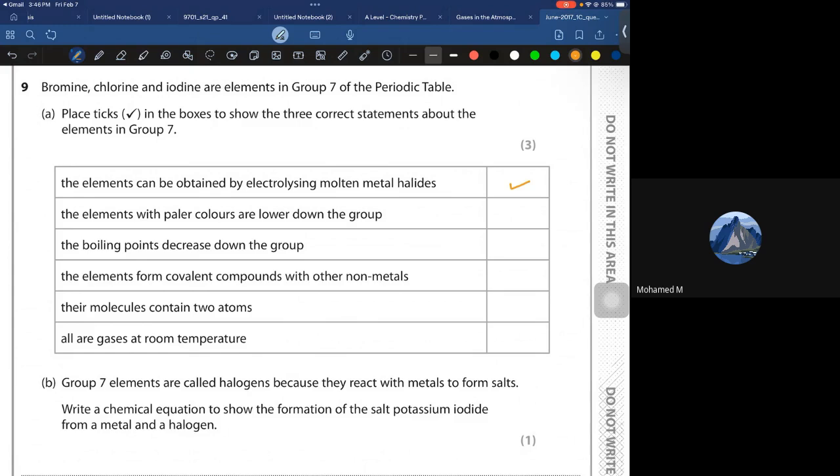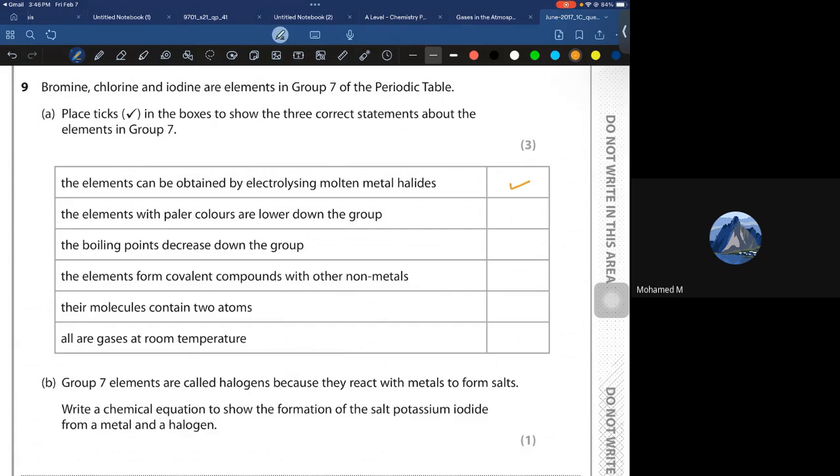The boiling points decrease down the group. Is that correct? It's wrong. The boiling point increases down the group. Fluorine is a gas, chlorine is a gas, bromine is a liquid, iodine is a solid. So boiling point increases down the group. This is wrong.